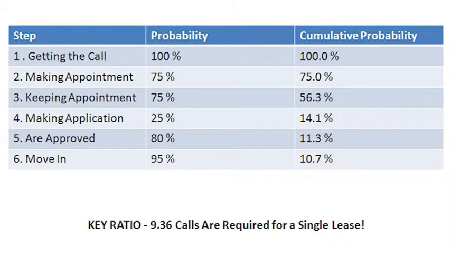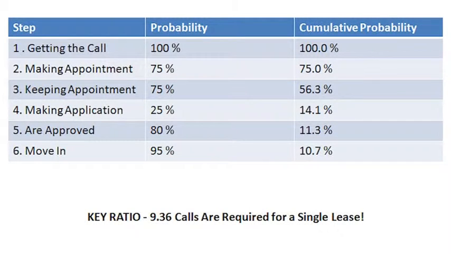Okay, so that assumes you're going to generate your leads. Now it's up to what you do with it. So let's assume that your probability of getting a call is 100%. I've got 2 columns here. The one on the left is the probability of that event occurring. And the second column is your cumulative probability. So as we continue to move through the stages, that lead funnel continues to get winnowed out. People are getting thrown to the side and moved out of the process.